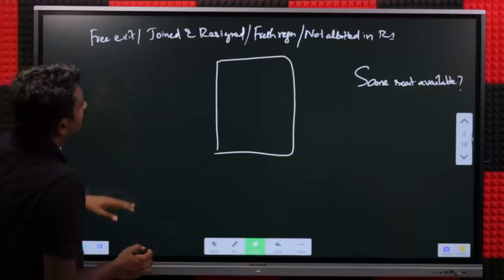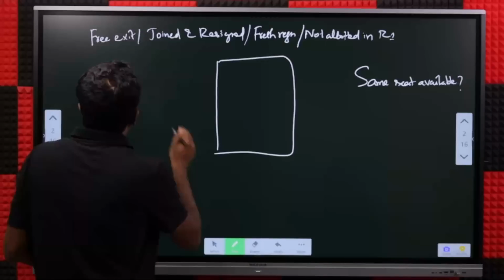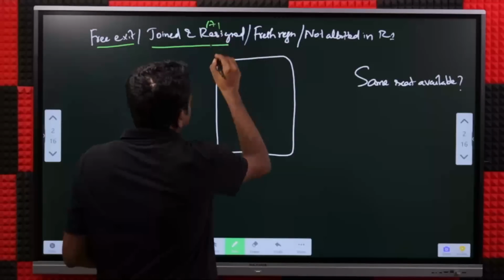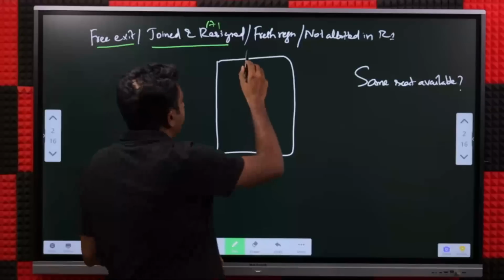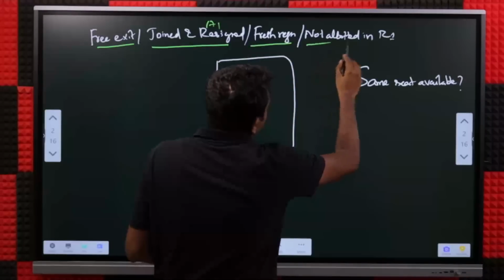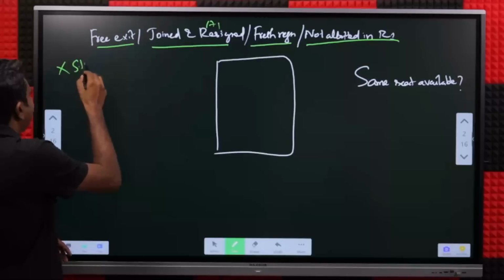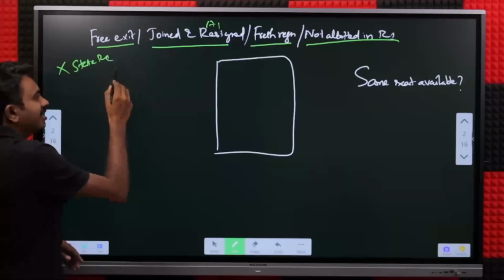Free exit candidates. Free exit, you don't hold a seat. Joined and resigned from All India, you don't hold a seat, and you don't hold a state seat basically. Fresh registered candidates not allotted at all in All India round 1, and you don't hold a state round 1 seat. For such candidates, it is a very simple process.